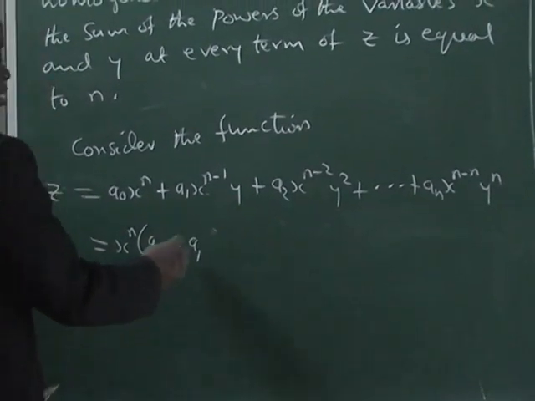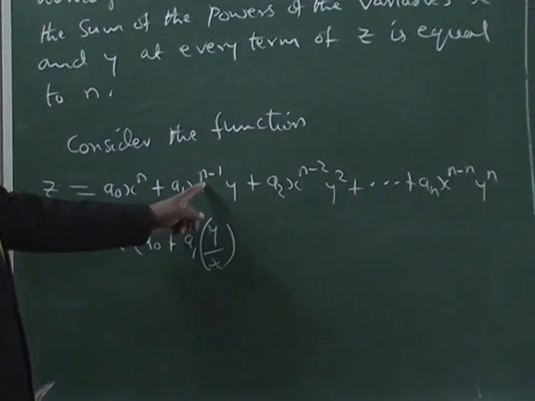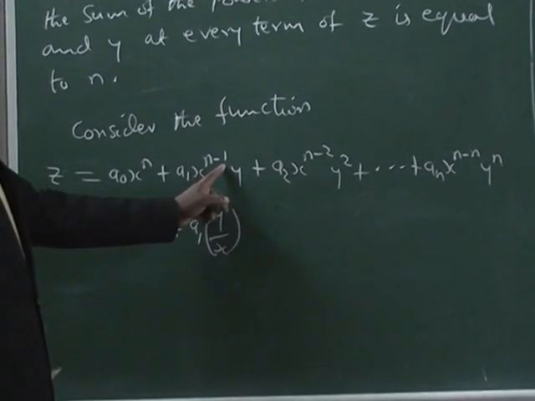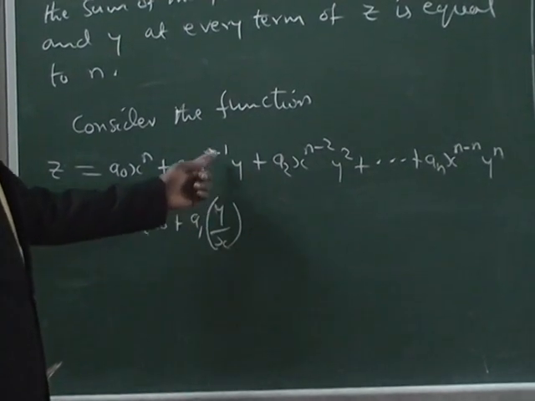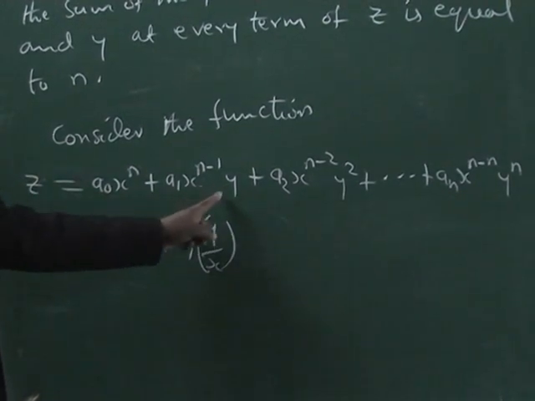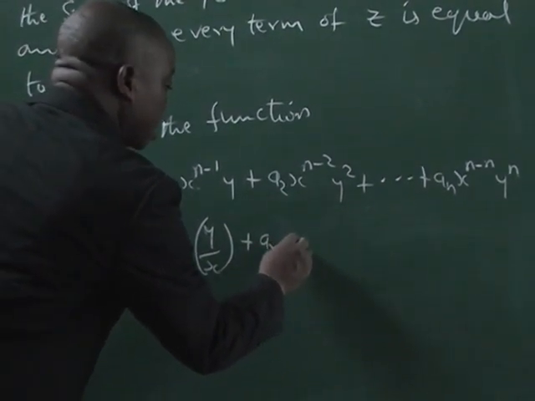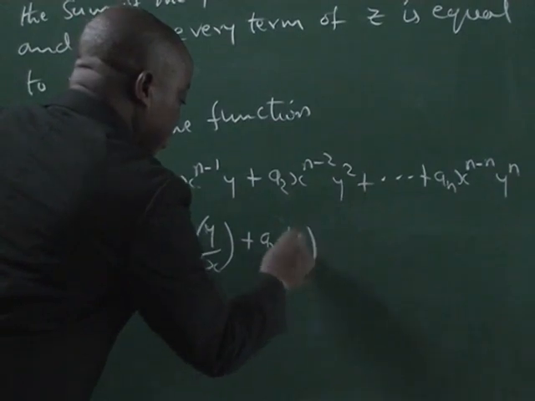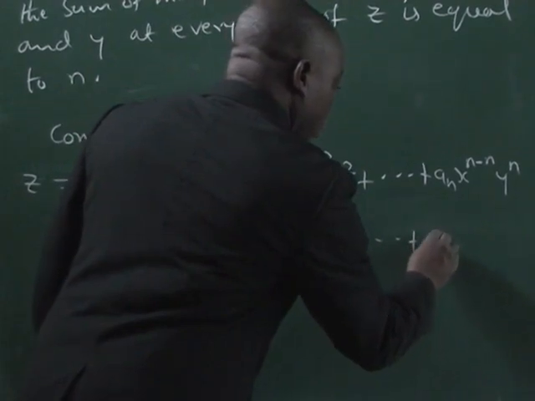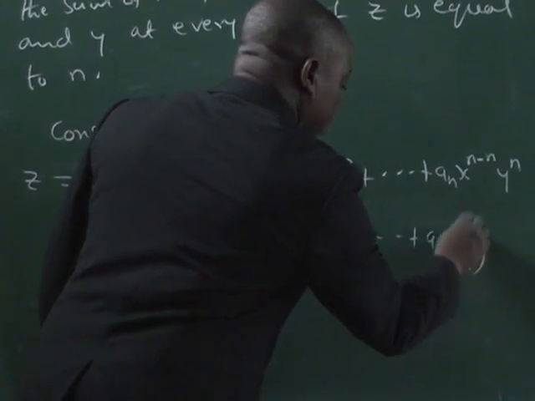I write y by x. You know how? Because this function means there is x down. So taking x up, it will turn to minus 1, a power of minus 1 according to the law of indices. So I bring that x down and factor out x raised to n. So remain only y at the top, plus a sub 2 y over x squared, plus a sub n, then y over x raised to power n.